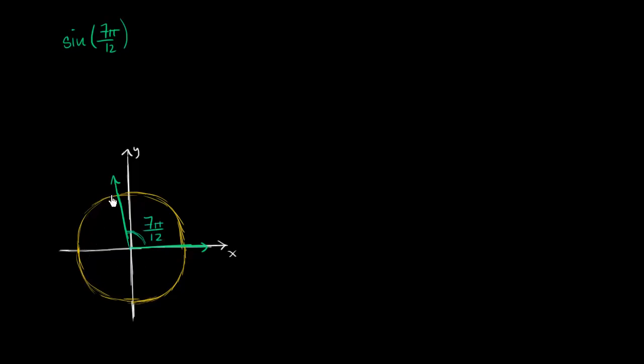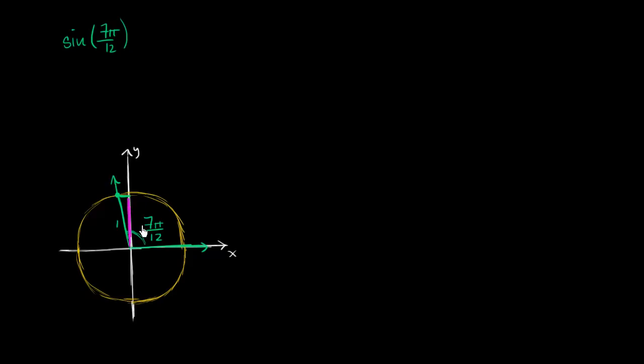And the sine of it, by the unit circle definition of sine, is the y-coordinate of where this ray intersects the unit circle. So this is a unit circle, it has radius 1. Where it intersects, the y-coordinate is the sine. So another way to think about it, it's the length of this line right over here.